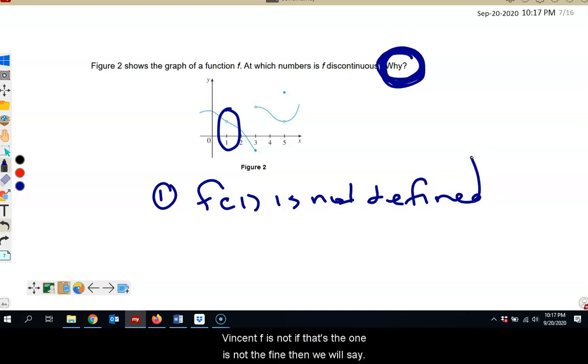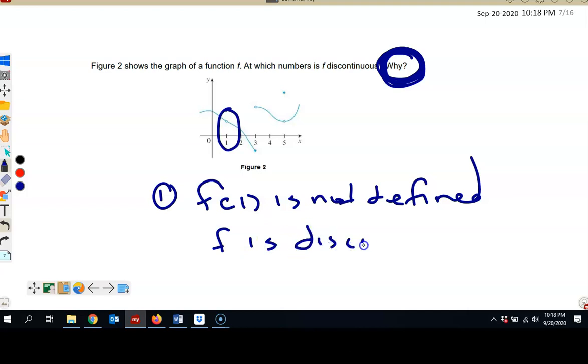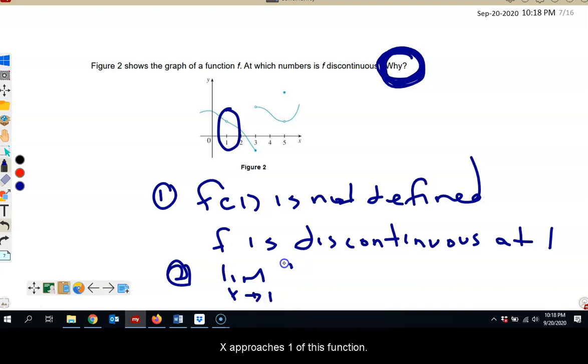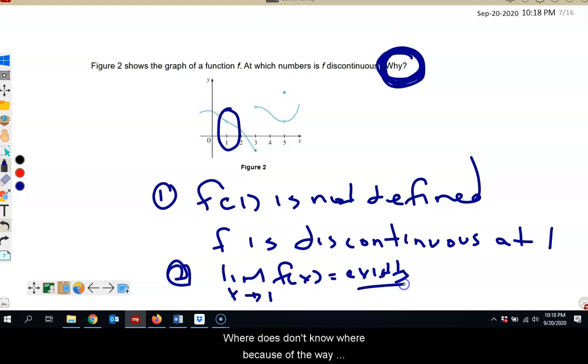And since f of 1 is not defined, then we would say f is discontinuous at 1. And even though we could verify step 2, that the limit as x approaches 1 of this function does exist, we just don't know where because of the way the graph is labeled, because the left-hand limit and the right-hand limit are equal. But again, that's not what it was asking. It was asking at which numbers is f discontinuous and why.